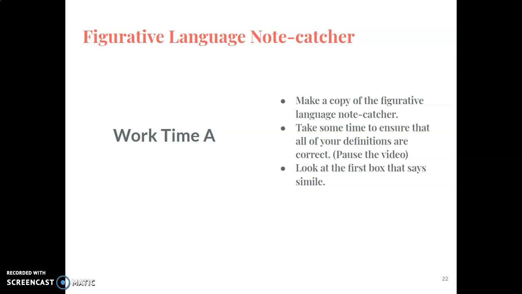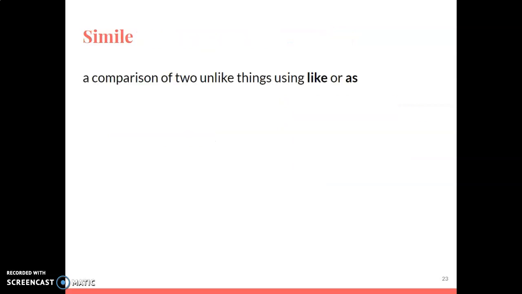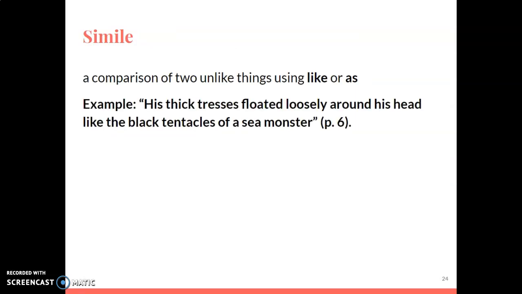Okay, so thank you for coming back. I hope that you made sure to have all of your correct definitions. If you need to go back in the video, you're more than welcome. But we're going to look at the first box that says simile. So a simile is a comparison of two unlike things using like or as. Example, his thick tresses floated loosely around his head like the black tentacles of a sea monster. So this is on page 6 of our book.